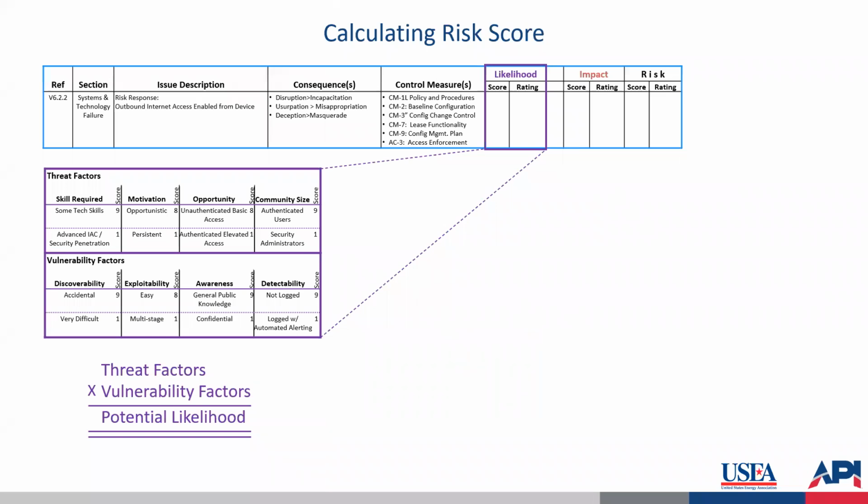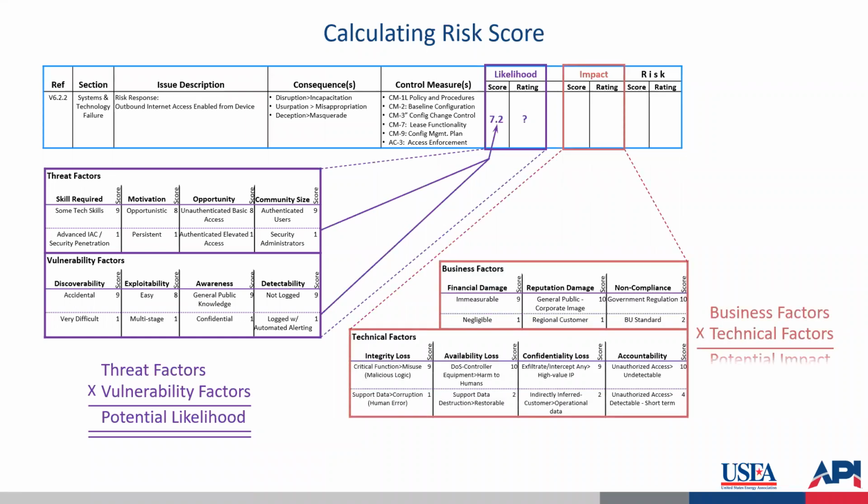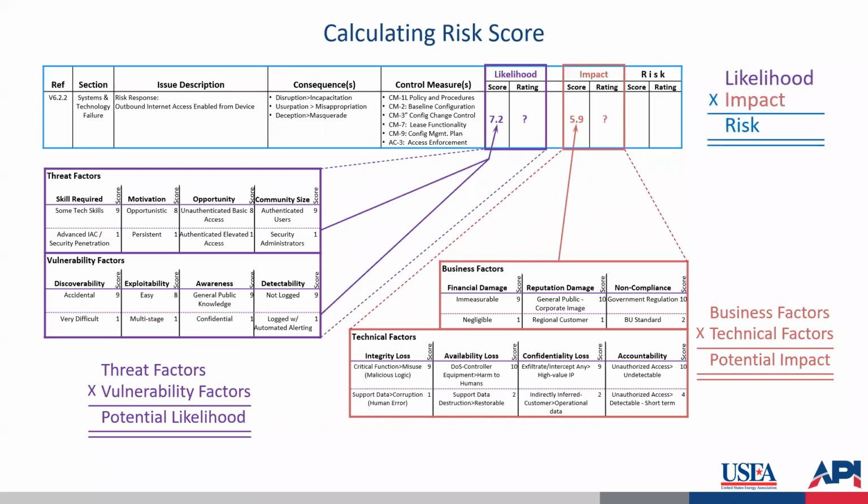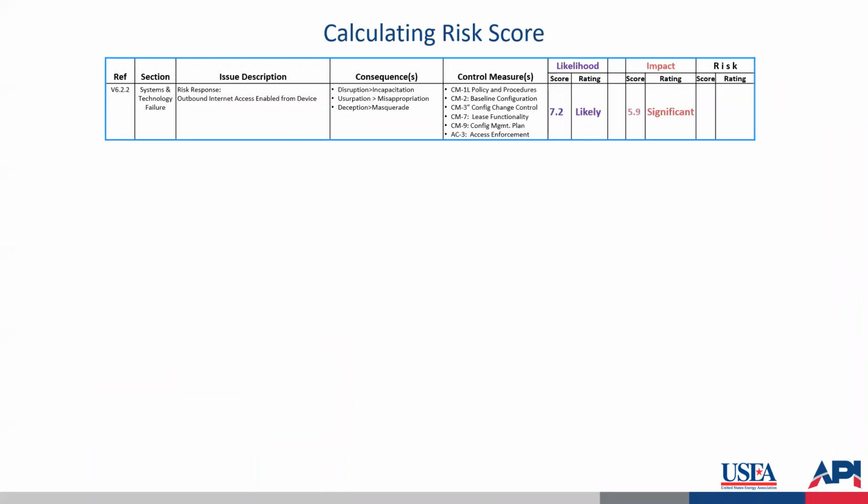So you can actually go and look at calculating a risk score. And this is not to teach you how to do risk calculations and so forth, but you can look at threat factors and vulnerability factors, and you can come up with a likelihood score. And then you do the same thing for the impact, and you come up with an impact score. So likelihood times impact equals risk. Then you say, okay, so what does that actually mean?